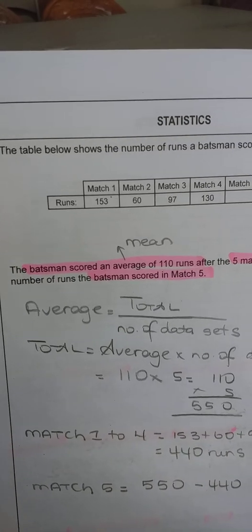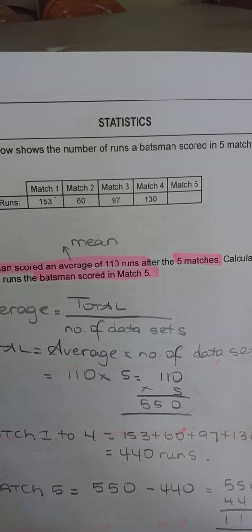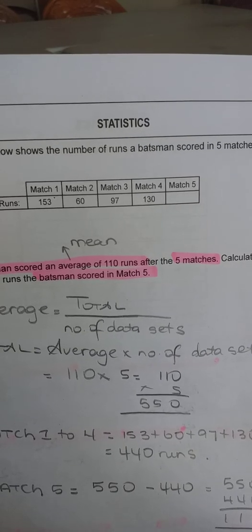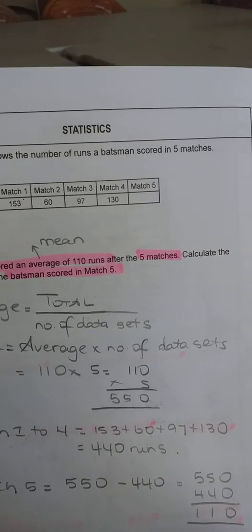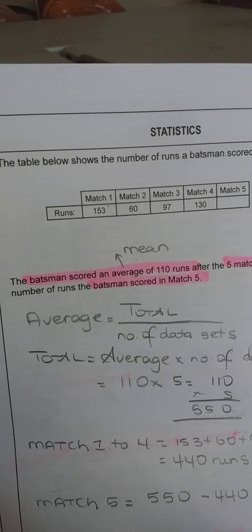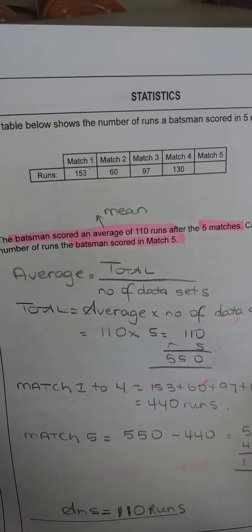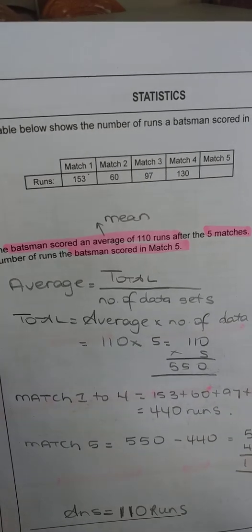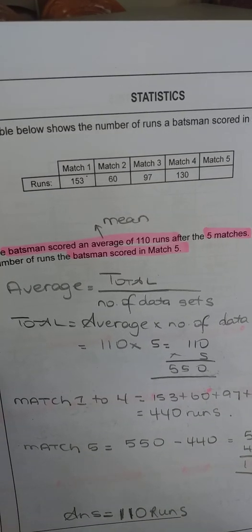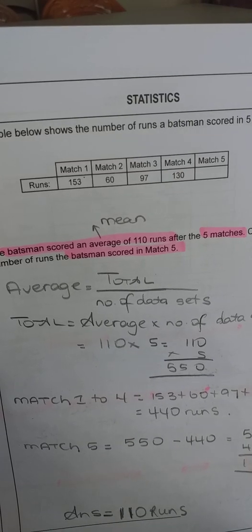Let's read the question. The batsman scored an average of 110 runs, and now they're using the word average. Average means the same thing as mean after the 5 matches, right? Calculate the number of runs the batsman scored in match 5. So this time, we don't have to calculate the mean. They give us the mean, and the mean or the average is 110 after 5 matches.